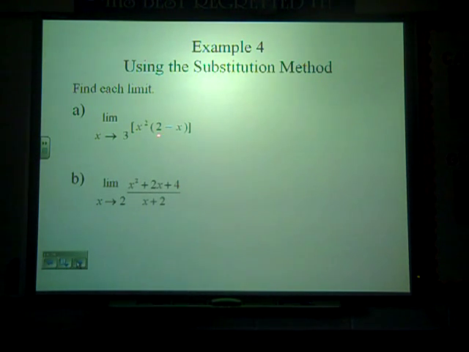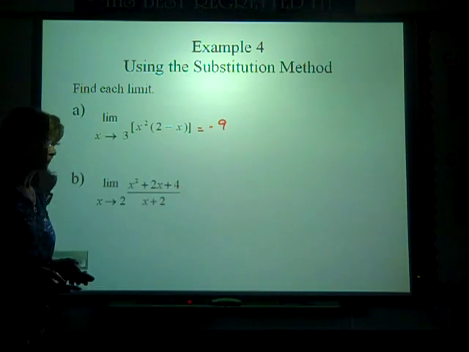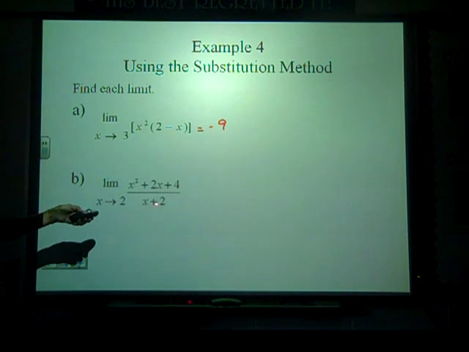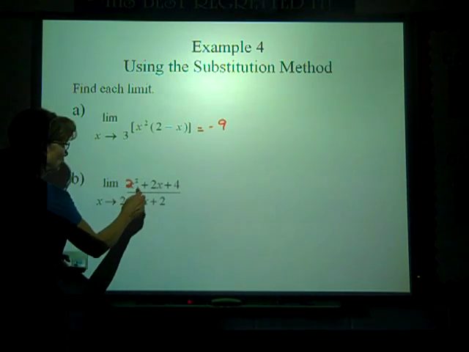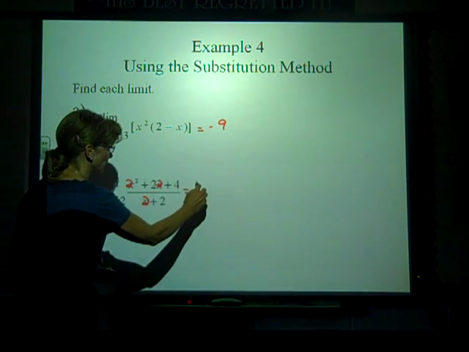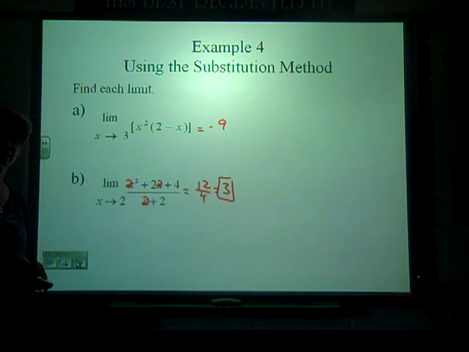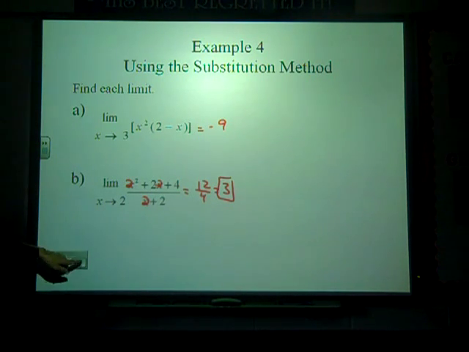So, using substitution, that's what we just did. Plug in some numbers. You can see that's defined. You've got 9 times negative 1. Hope you got negative 9. Here, this is 2 plus 2, so you're okay. You can substitute 2, 2, 2. 4 plus 4 plus 4, 12 over 4, 3. Easy to get limits when all you have to do is substitute. If you have to factor, you do that.